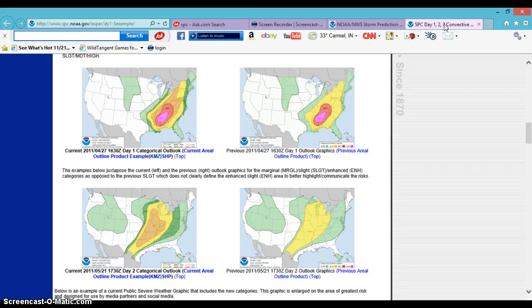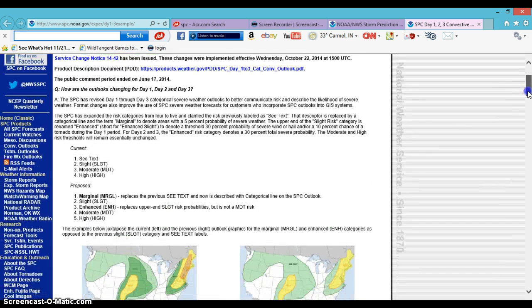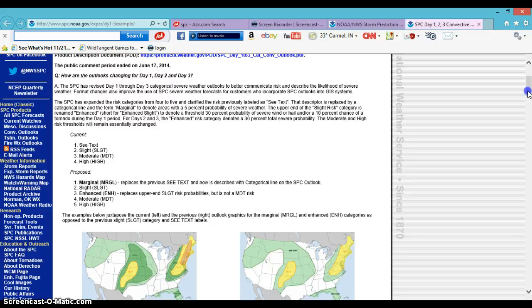Many of you have watched TV or you've seen my posts and you've heard the people on TV or read me talk about the different risk areas. We have a slight risk, we have moderate risk, and then we have the high risk, right? Well, there's been some changes, and they're not overly substantial changes, but I think they are notable changes, and it's something that we need to take a look at so I can give you a better understanding of how to interpret these outlooks. So, it used to be like this.